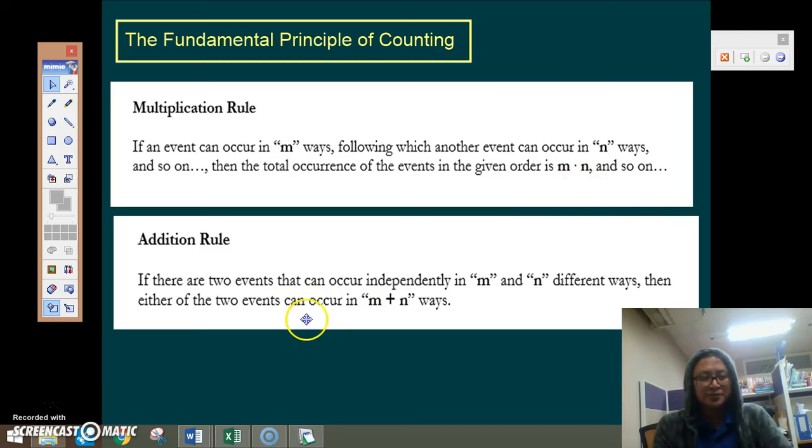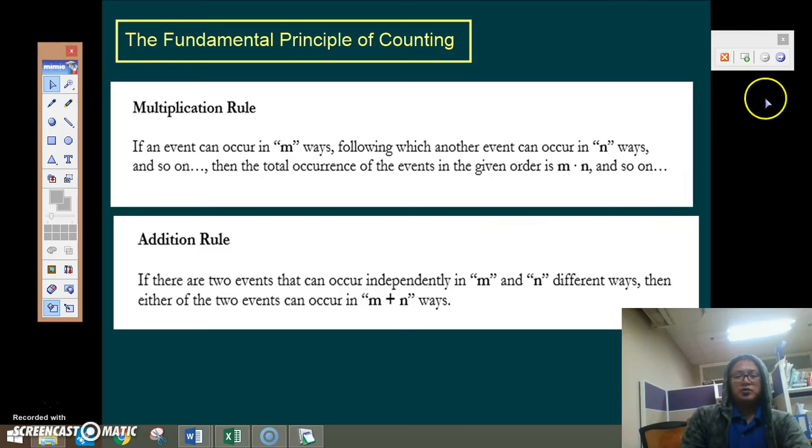In the addition rule, basically this is used when you have two independent events, and just like what the rule said, you simply add the number of ways that the events will occur.